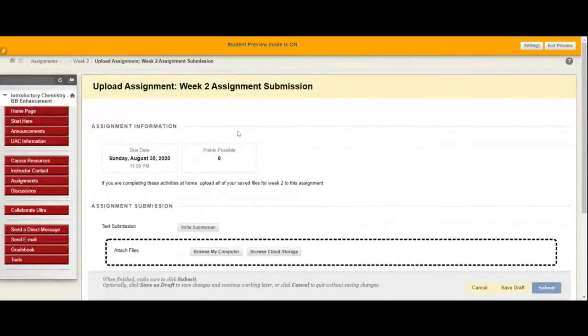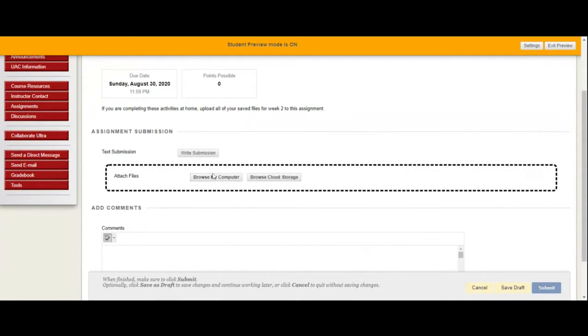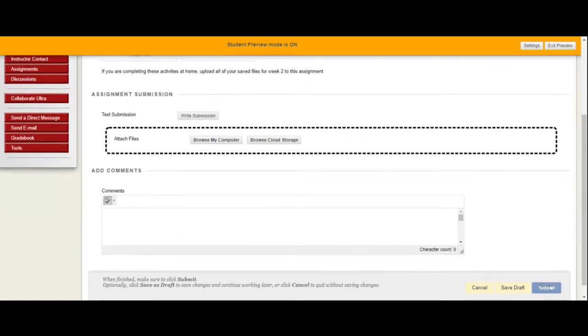So when you click on the week 2 assignment submission, you can go here to browse your computer and then upload all of your documents at one time. You don't have to submit each document separately. If you want to, that's fine. I've allowed multiple submissions, but to save you time from doing that each time, you can submit all of them at once. Totally your choice, but you do have that option. So you can browse your computer, attach all of your documents, and then submit that way.